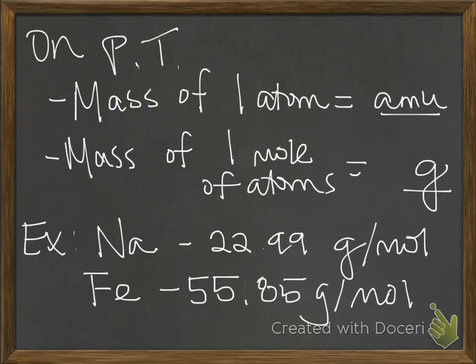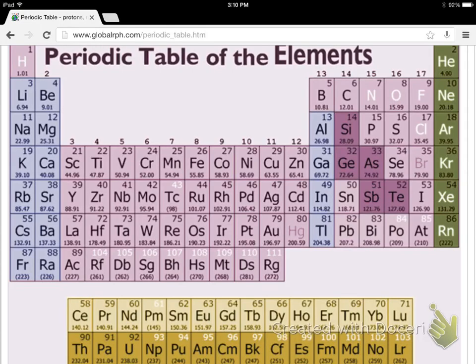On the periodic table, the mass of 1 atom, we said before, was in AMU. So when I look at the mass for each element, that was in AMU, and that's for 1 atom. But now, if I have the mass of 1 mole of atoms, which again is 6.02 times 10 to the 23rd atoms, it's going to be that same number, but in grams. Okay?